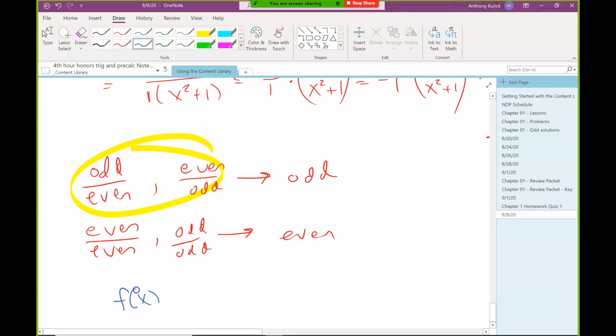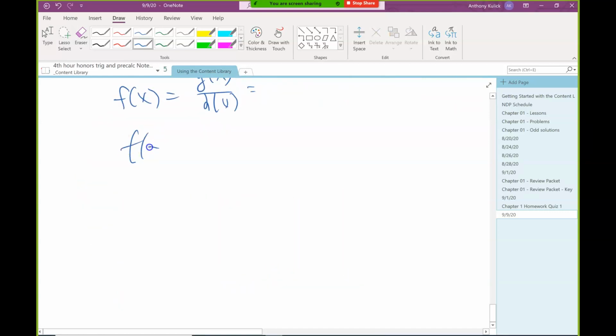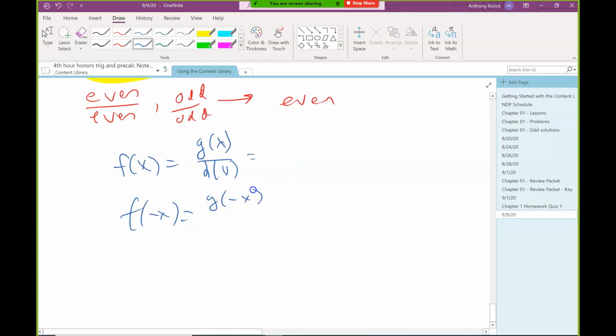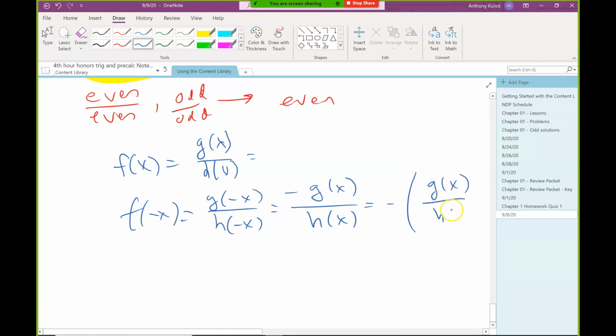So let's say that our f of x is some g of x over h of x. Then I know that if we do f of negative x, that's going to be g of negative x over h of negative x. Since g of x is odd, I can do that. And since h of x is even, we can say that, which is the same thing as, right? Which is negative f of x. Right? So we can say that that's always true.